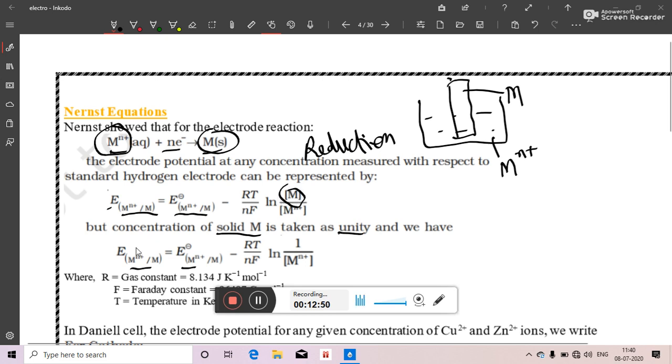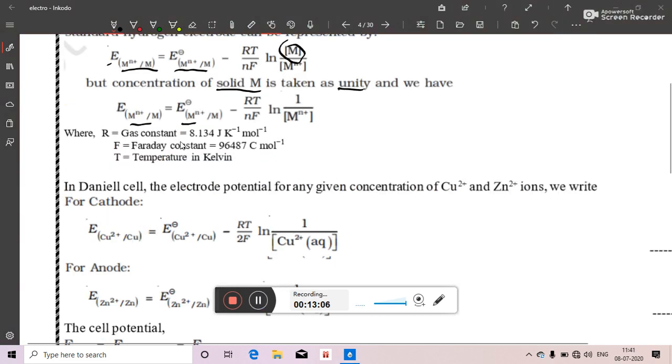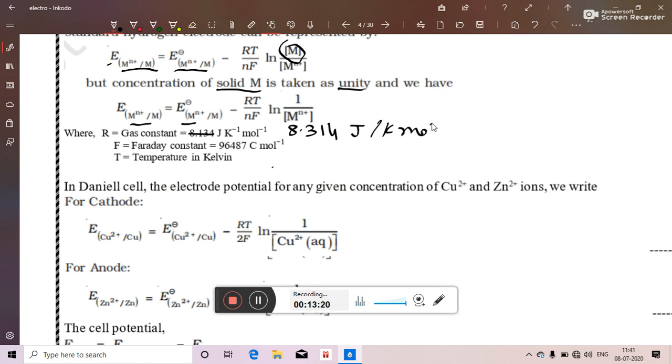So the equation will become potential of M^(n+)/M equals E° of M^(n+)/M minus RT upon nF, natural log of 1 upon M^(n+). Here R is the gas constant whose value is 8.314 joule per Kelvin per mole. F is the Faraday constant whose value is 96487 coulomb per mole. T is the temperature in Kelvin.